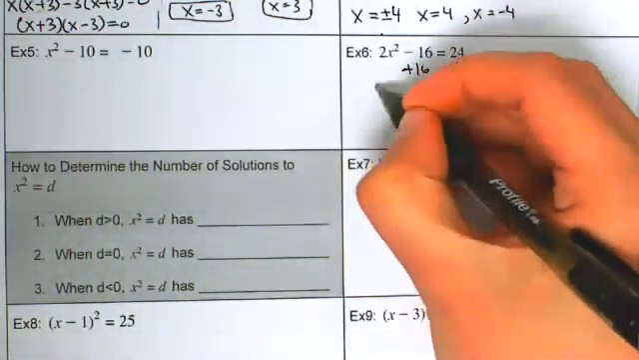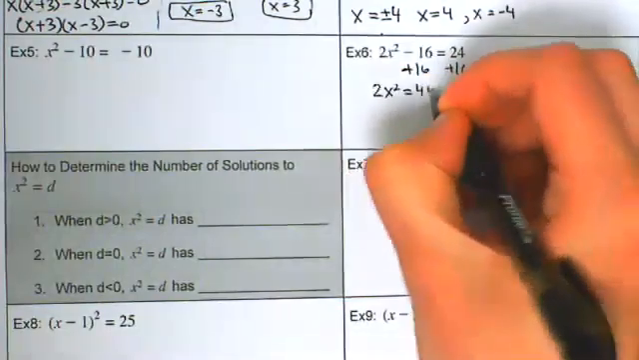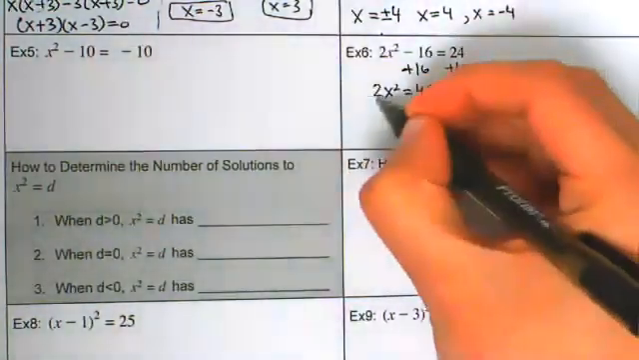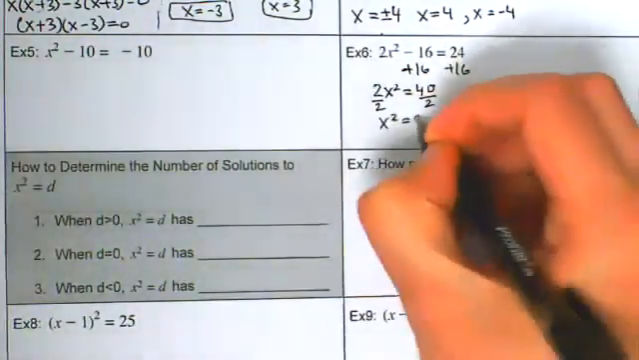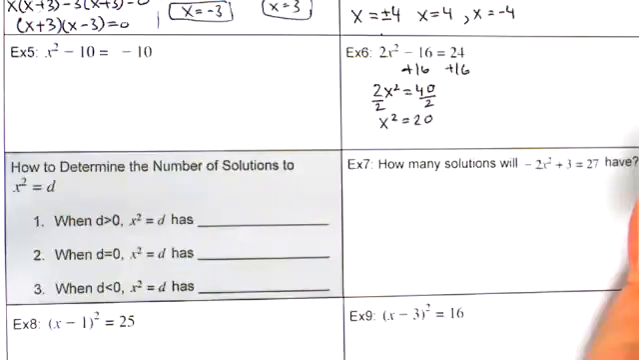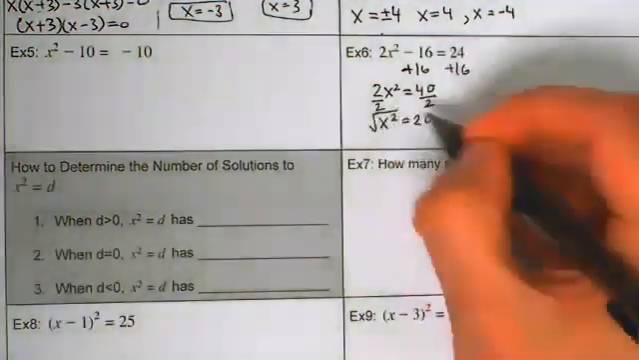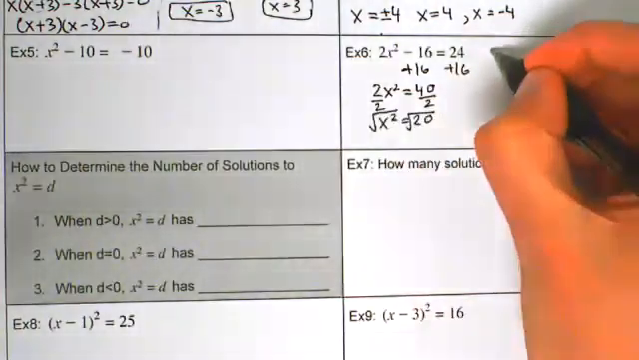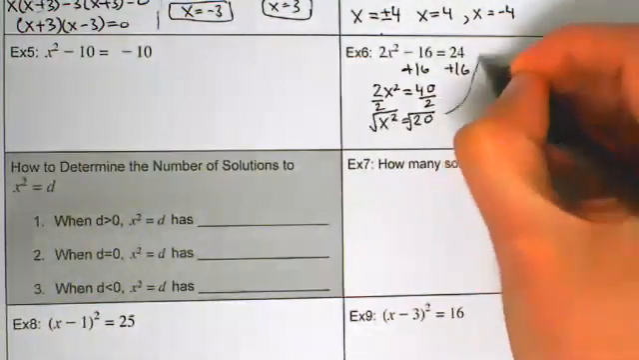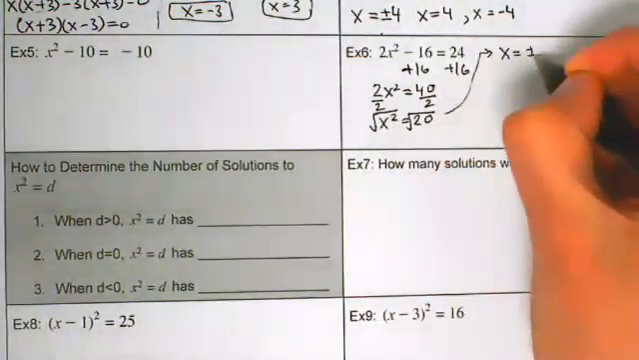So that leaves us with 2x squared equals 24 plus 16, which is 40. Then we got to divide by 2. That leaves us with x squared equals 20. And then we need to take the square root of both sides. So the square root of x squared is, of course, x, and we have plus or minus the square root of 20.